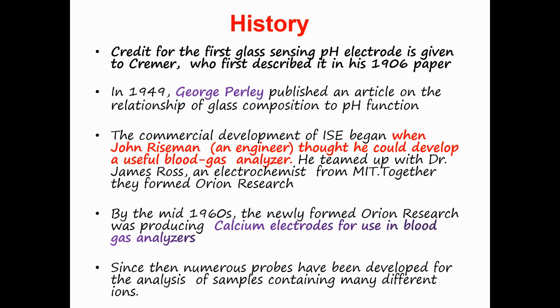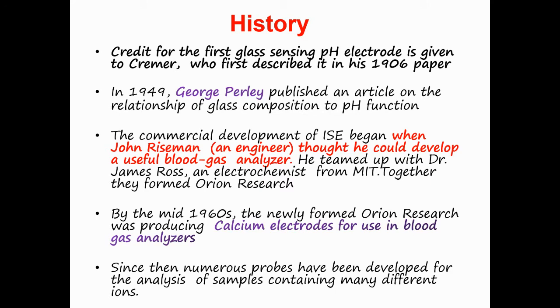In history, the first credit goes to the scientist named Kremer. He was a person who described electrolytes based upon pH, and he published about electrolytes in a 1906 paper itself. In 1949, the scientist George Perley published an article on the relationship of glass composition to pH function.